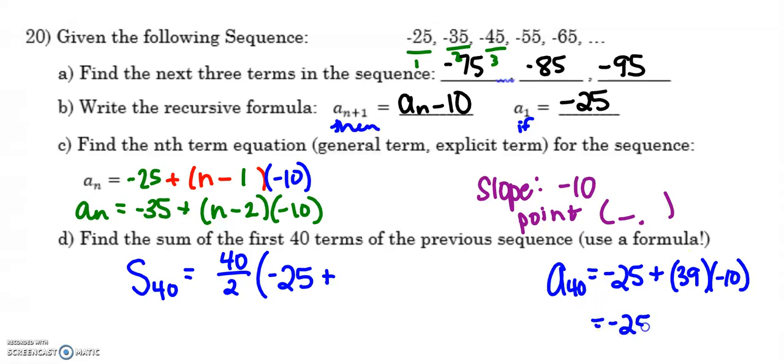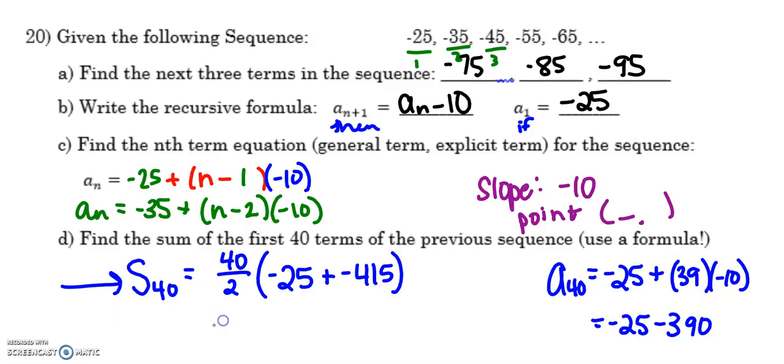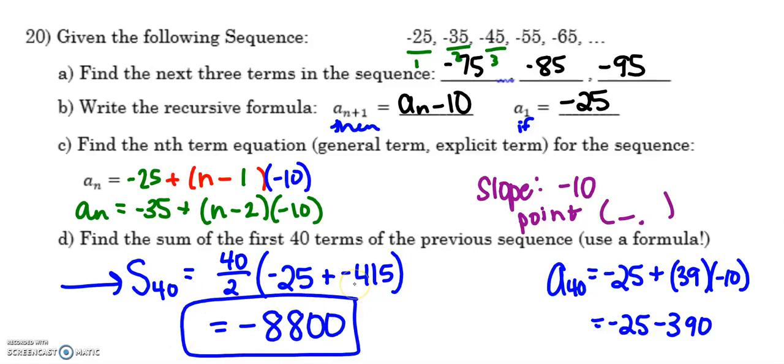So that's going to be negative 25 minus 390, which should be negative 415. So again, this sum that I'm using is from my formulas of the finite sum of an arithmetic sequence. So I'm going to do 20, because that's 40 divided by 2, times the quantity negative 25 minus 415. And I'm going to end up with negative 8,800. Negative 8,800 is the sum of the first 40 terms.